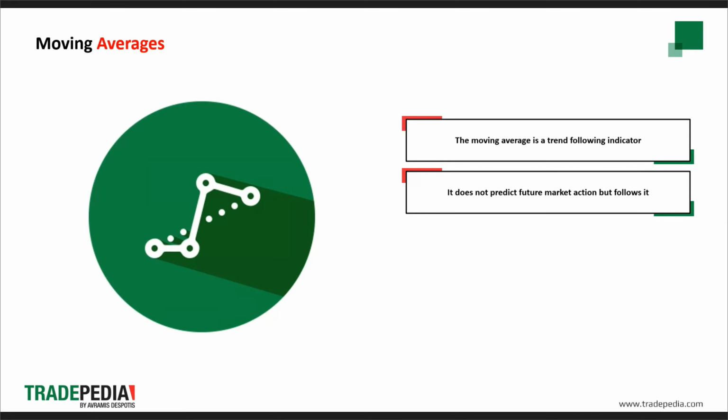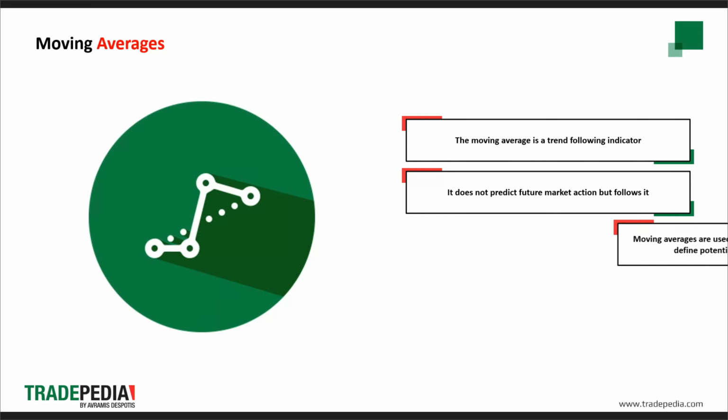The moving average does not predict future market action, it just follows the market action. That's what I mean when I say the moving average is a trend following indicator. I'm pretty sure there are no indicators that can accurately, 100%, predict future market action. If there is, let me know, because you'd probably be a millionaire already.